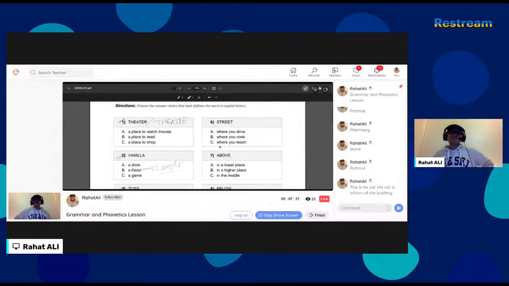Next word is street. Where you drive, where you cook, where you teach, where you drive. Yeah, that's the answer. I'm sure you know that. But street, is it a noun or adjective? Street is a noun, and we pronounce it a bit longer sound because there are two e's in the spelling. Street. Remember that if there are two vowels in a spelling, it becomes a bit longer sound. Street. Okay, so it has got two e's in street.